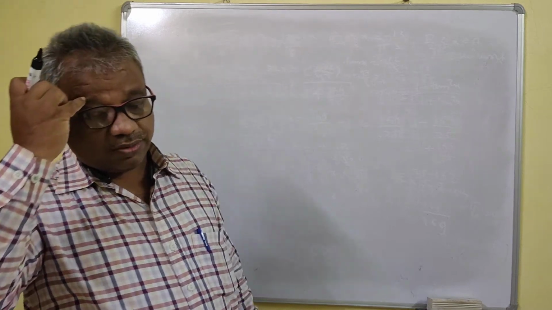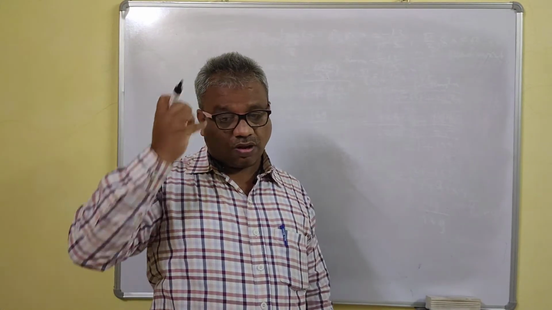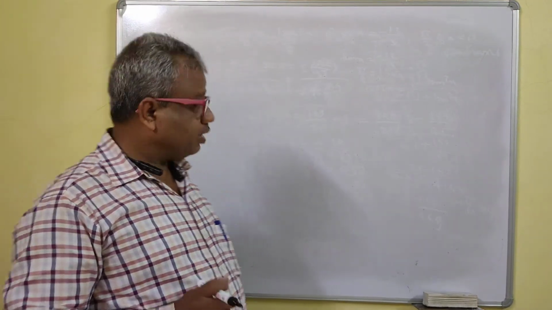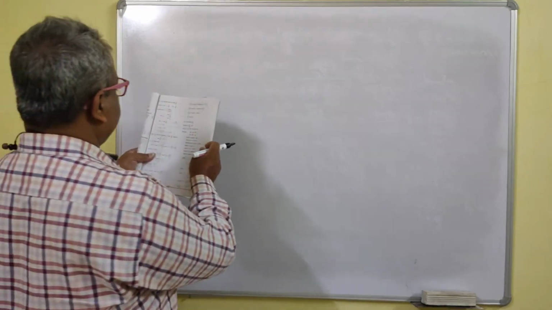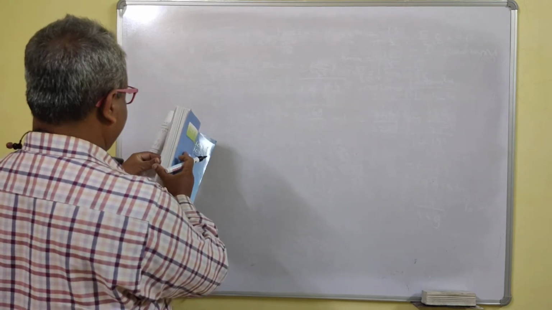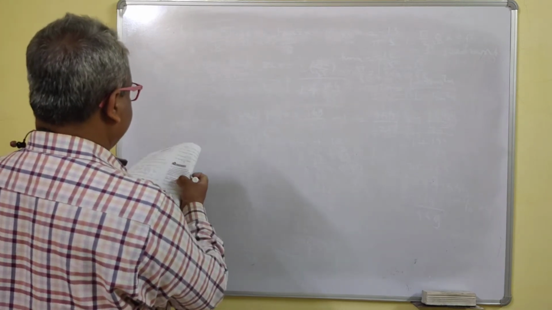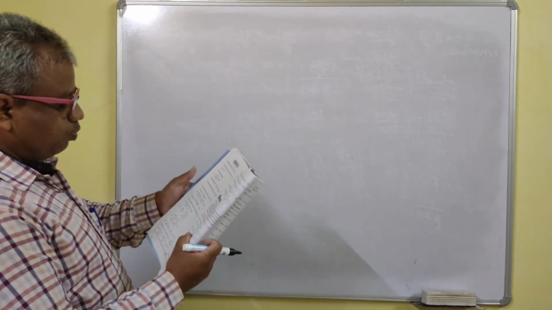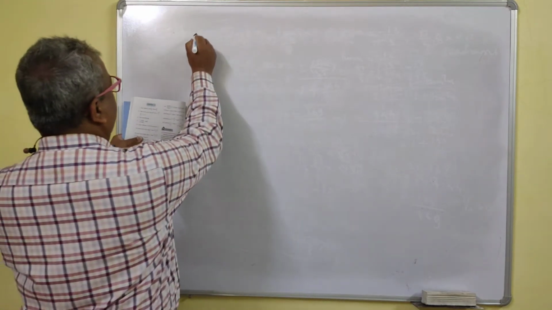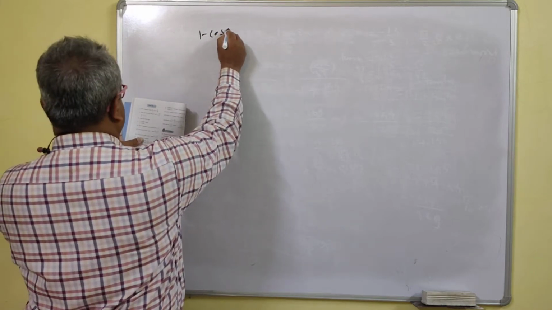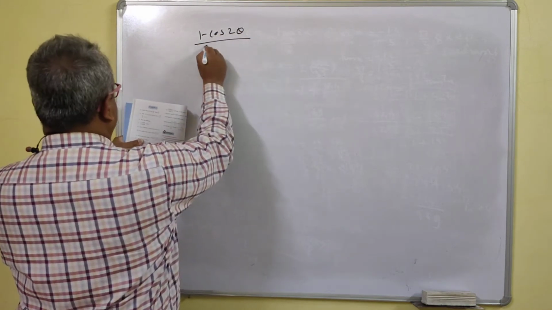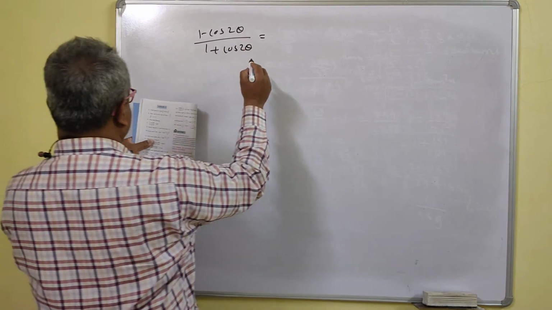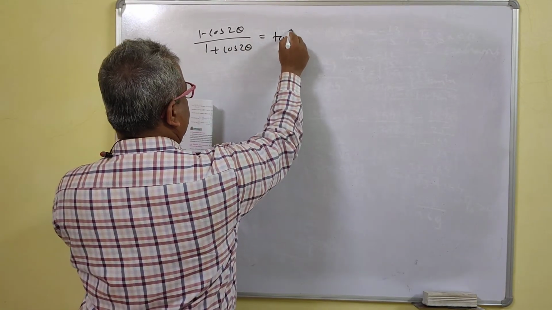So today we will see the examples of the trigonometric functions of multiple angles. So take the problem. Show that, in trigonometry most of the problems are on prove that: (1 minus cos 2 theta) upon (1 plus cos 2 theta) is equal to tan square theta.